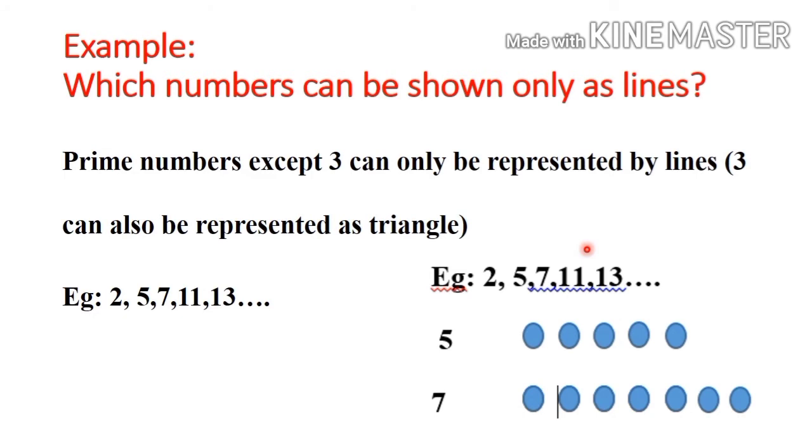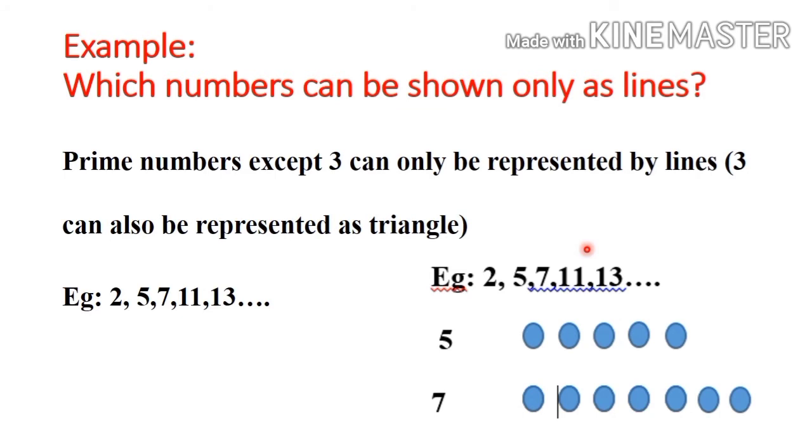5, 7, 11, 13, 17, like that it goes on. These are the numbers we say are prime numbers. Why do we say these are prime numbers? Because these are the numbers which are divisible by only 1 and by itself. So these are the numbers we can represent by using lines.